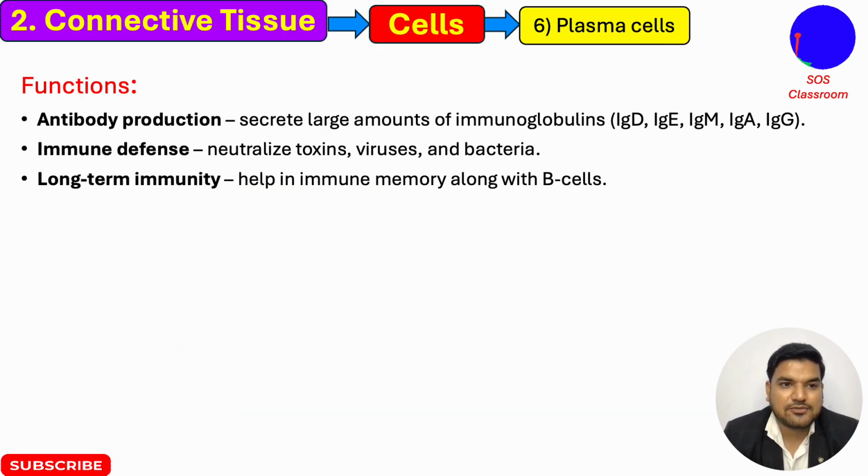What are the functions? Antibody production like IgD, IgE, IgM, IgA, IgG. These are the 5 types of antibodies. Next is the immune defense, neutralizing the toxins, viruses, and bacteria. And long-term immunity, helpful in immune memory along with the B cells. So these are the different types of cells present in the connective tissue.